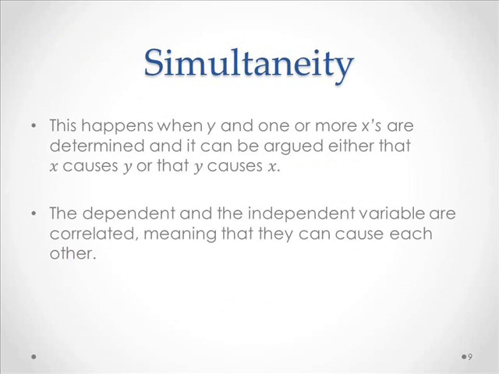So now let's go to the second cause of endogeneity: simultaneity. Simultaneity bias occurs when y and one or more x are jointly determined, and it can be argued either that x causes y or that y causes x. The dependent and the independent variable are correlated, meaning that they can cause each other.